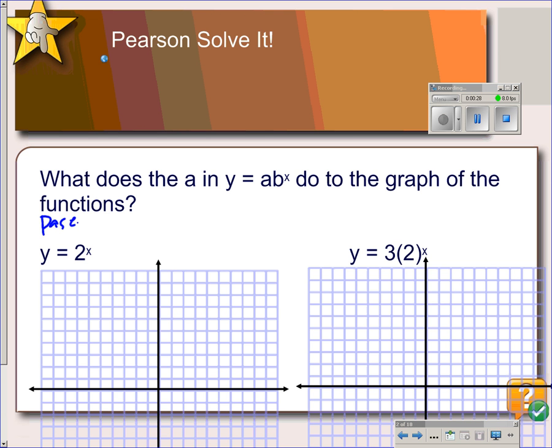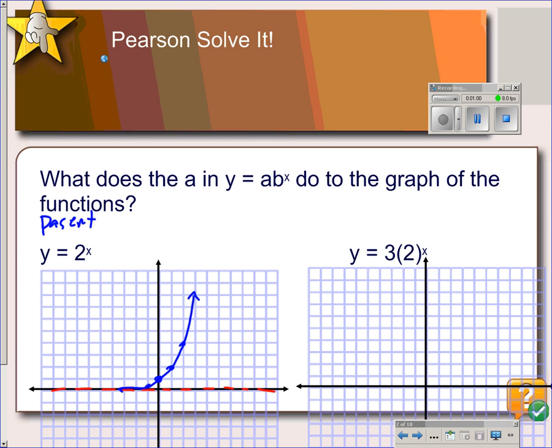So we want to put a few points on here. So let's say x is 0. If x is 0, we have 2 to the 0 power, which is 1. If x is 1, we'd get y is 2. If x is 2, we would get 4. If x is negative 1, we'd get a half. So we know we have a graph that's approaching the x-axis. So here's our asymptote. So the curve is an exponential growth. So it looks like this.